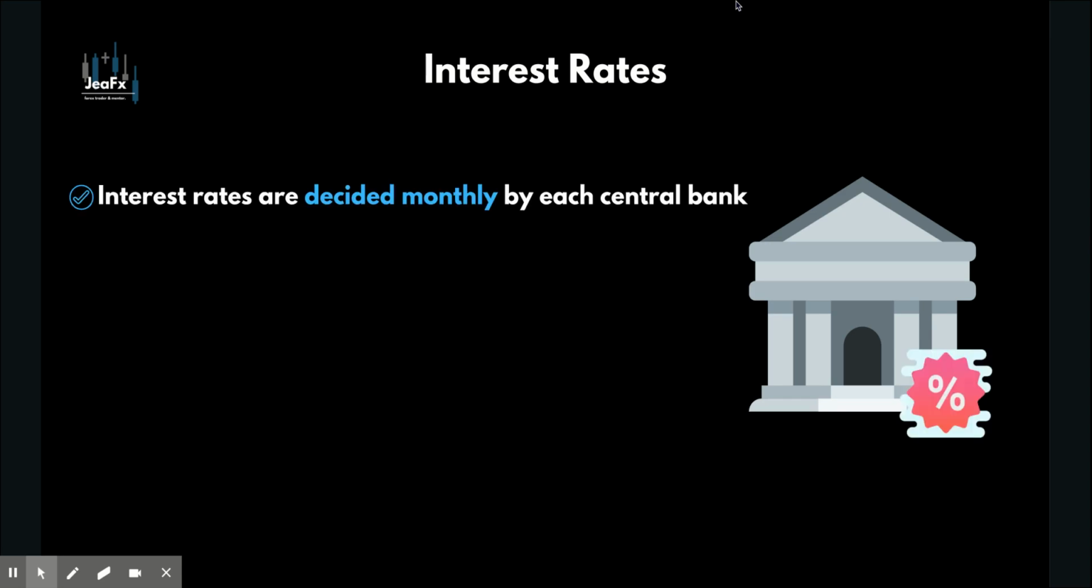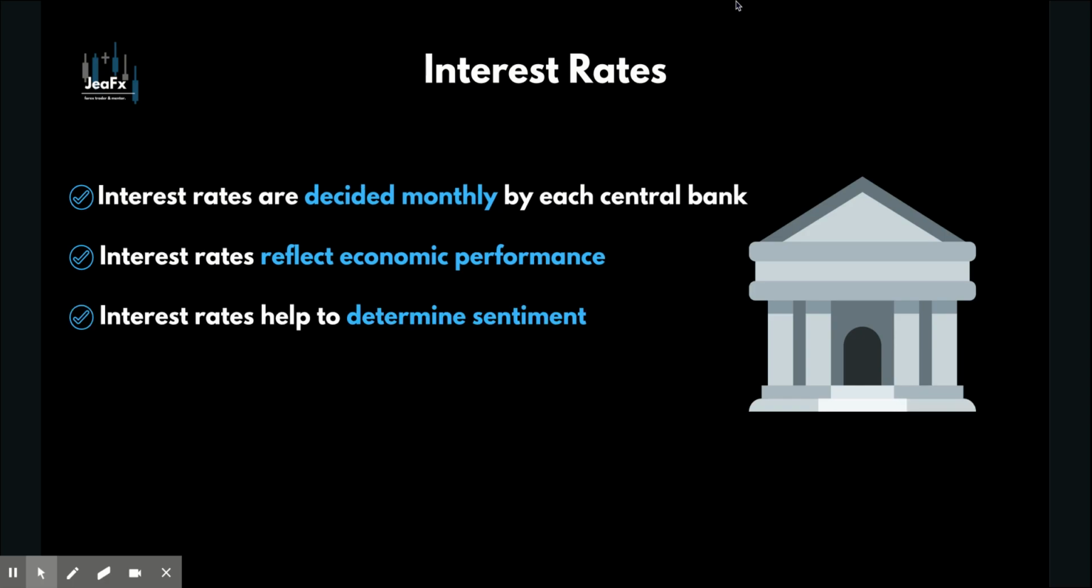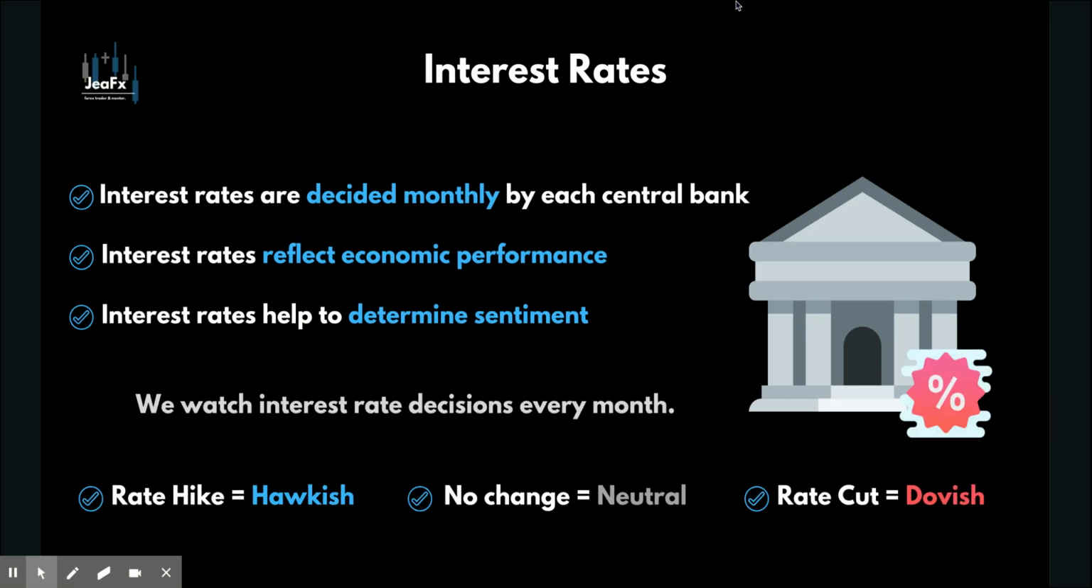Interest rates are decided monthly by each central bank. They reflect economic performance, and they help to determine the market sentiment for the coming few weeks. And sentiment, what I mean by this is the market direction, and whether we are bullish or bearish on a specific currency, whether the bank and the economy believe things are looking good and are going to be on the up, or on the contrary, if things are looking bad and are going to be on the decline. So we're going to watch interest rate decisions every single month. And what we can do by doing this is track the overall performance of an economy, given to you from the actual central bank themselves.